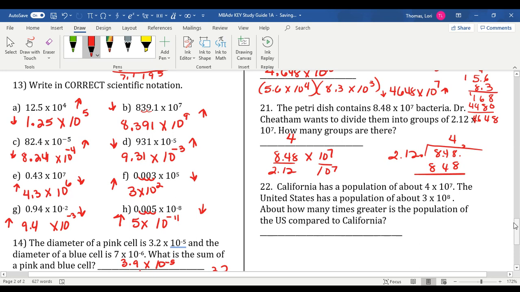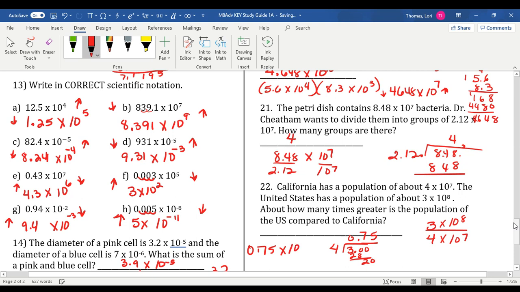California has a population of about this much. The United States has a population about this much. About how many times greater is the population of the U.S.? So we're going to divide 3 times 10 to the 8th over 4 times 10 to the 7th. So we're going to say 4 divided into 3. So 4 into 3 is 0. 4 into 30 goes 7. That's 28. 4 into 20 is 5.